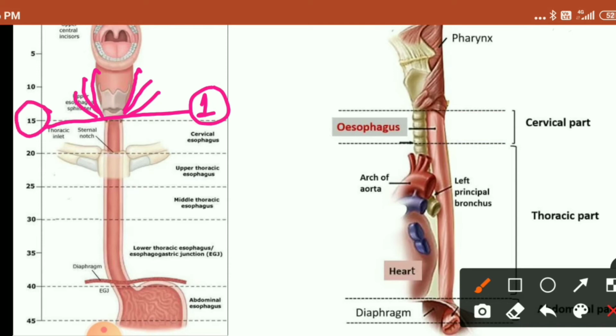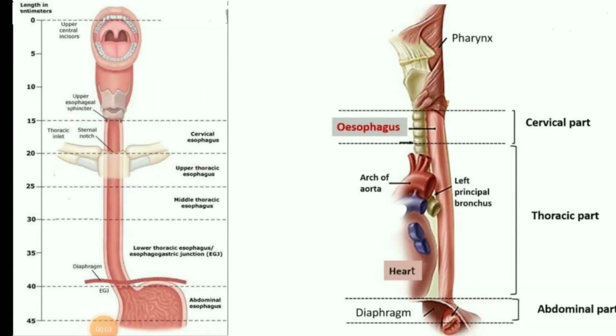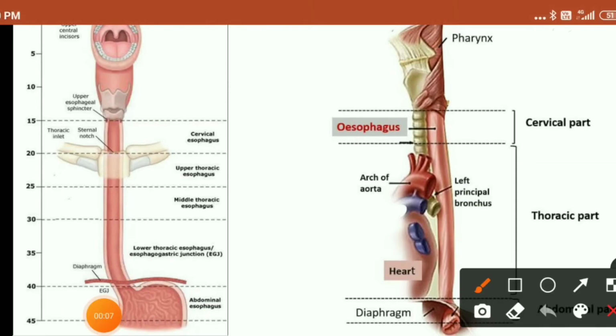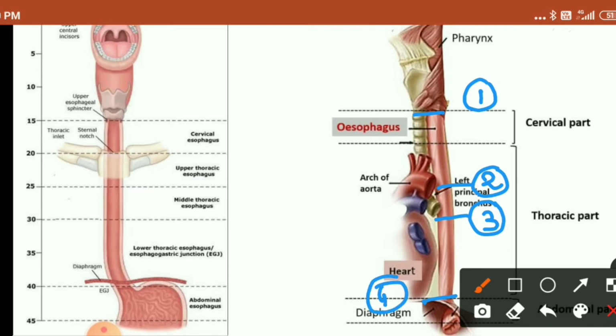Now the second constriction is 22.5 centimeter from the incisor teeth, when it is crossed by the aortic arch. So this is most probably the level, and this is the region where the esophagus is crossed by the aortic arch. Okay, so this is the second constriction. Third constriction: in the diagram on the right side, you can also demarcate the constrictions. Basically, when it is crossed by the cricopharyngeus, we have the first constriction. When it is crossed by the arch of aorta, the second constriction. When it is crossed by the left principal bronchus, the third constriction. And finally, when it pierces the diaphragm, the fourth constriction.